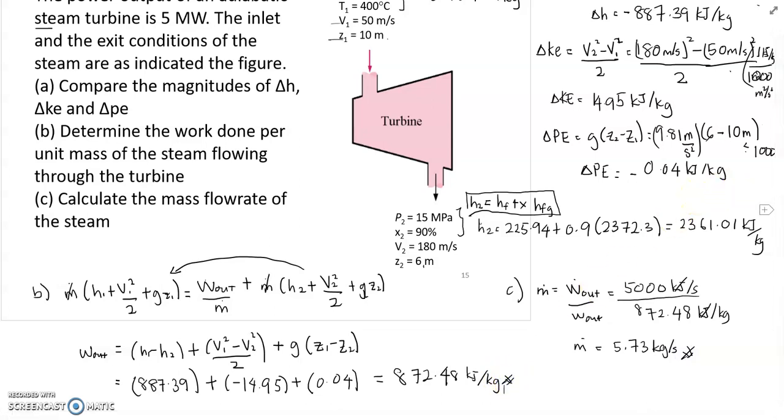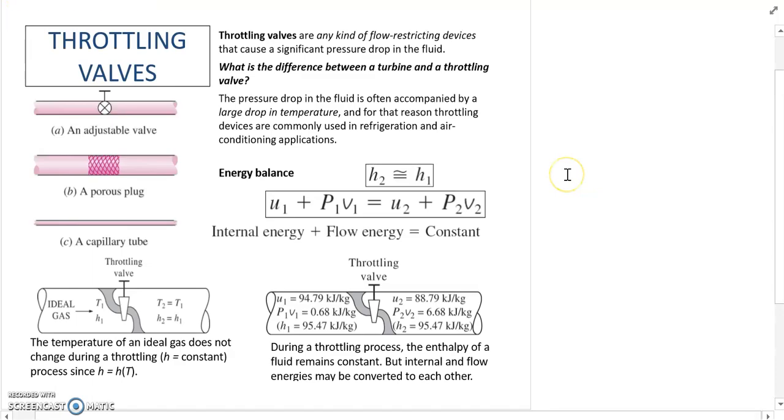Now let's look at the last device, the throttling device. A throttling device is any kind of flow restricting device that causes a significant pressure drop. What's important here is the energy balance: H2 equals H1, and H is equal to U plus P1 V1. So here there's an example. Your H will remain the same. Your U1 and P1 V1 can change, but their total, your H, is the same.